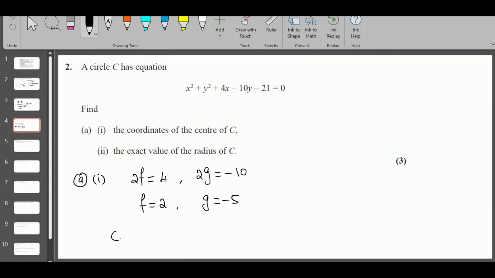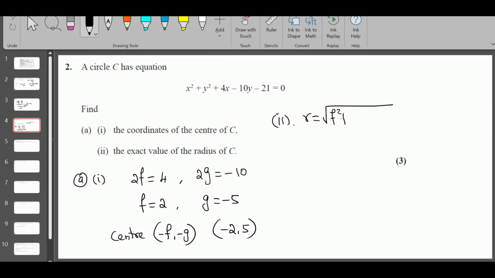So the center is minus f comma minus g. So change the sign of f and g: minus 2 comma 5. That's the center. For the radius, the formula is square root of f square plus g square minus c. C is this number, minus 20.